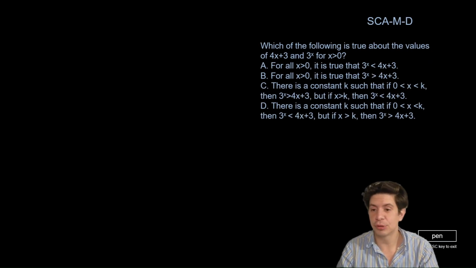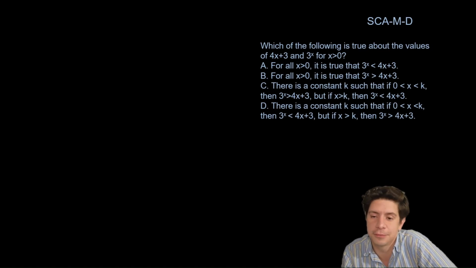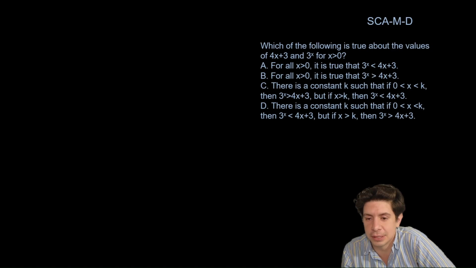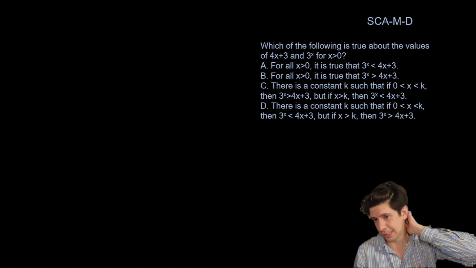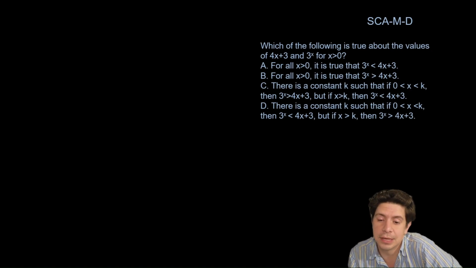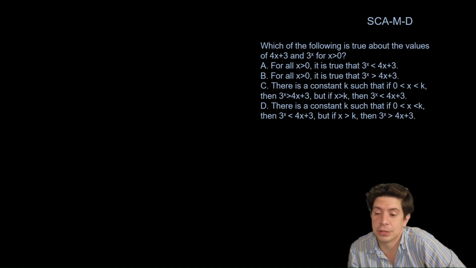Now we come to this one, SCAMD, where we're comparing two types of functions. Which of the following is true about the values for 4x plus 3 and 3 to the x for x greater than 0? A: for all x greater than 0, it is true that 3 to the x is less than 4x plus 3. B: for all x greater than 0, it is true that 3 to the x is greater than 4x plus 3. C: there is a constant k such that if 0 is less than x, which is less than k, then 3 to the x is greater than 4x plus 3, but if x is greater than k, then 3 to the x is less than 4x plus 3. We'll get to what that means.